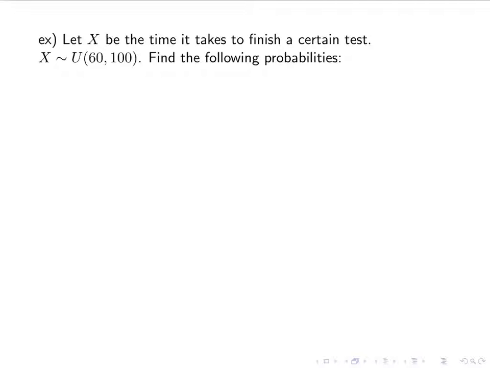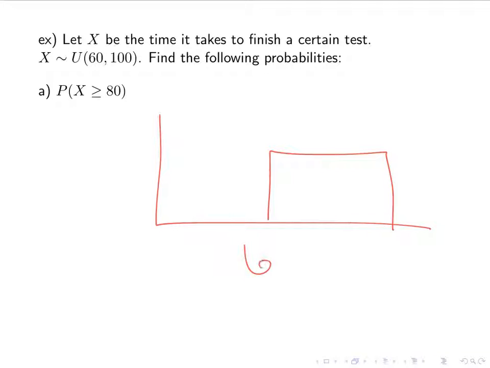We'll do one more example. Let x be the time it takes to finish a certain test. Then x is uniformly distributed with A 60, B 100. So it takes people anywhere between 60 and 100 minutes to finish the test. I want the probability that x is bigger than or equal to 80. So again, if I look at my picture, I've got 60 to 100. The height of my rectangle is 1 over 40, because 100 minus 60 is 40.